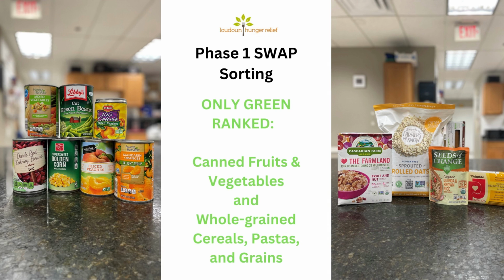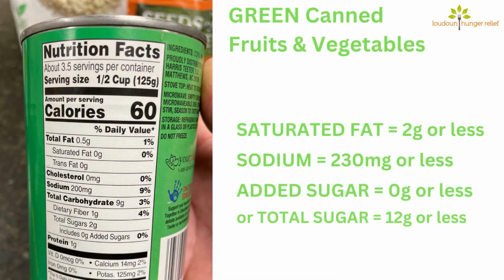Phase 1 of our SWAP sorting will only include green canned fruits, vegetables, whole grain pasta and rice, and whole grain cereal. Canned vegetables and fruits must have 2 grams or less of saturated fat, 230 milligrams or less of sodium, and 0 grams of added sugar per serving to be ranked green.